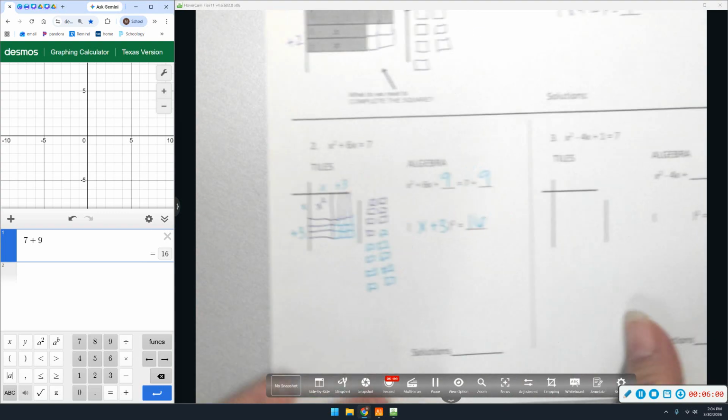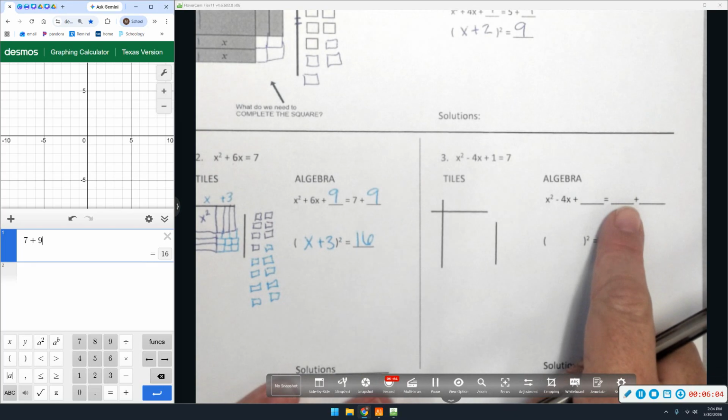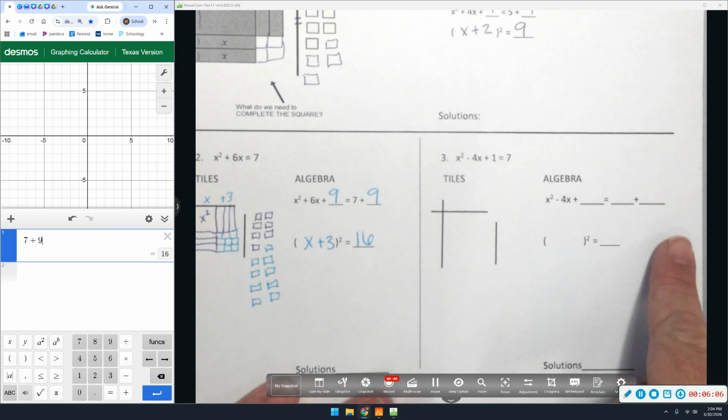Okay, I think some of y'all might have the old copies, so some of y'all might have a number here, and I think it's wrong. So just if I write something, make sure yours matches, okay?